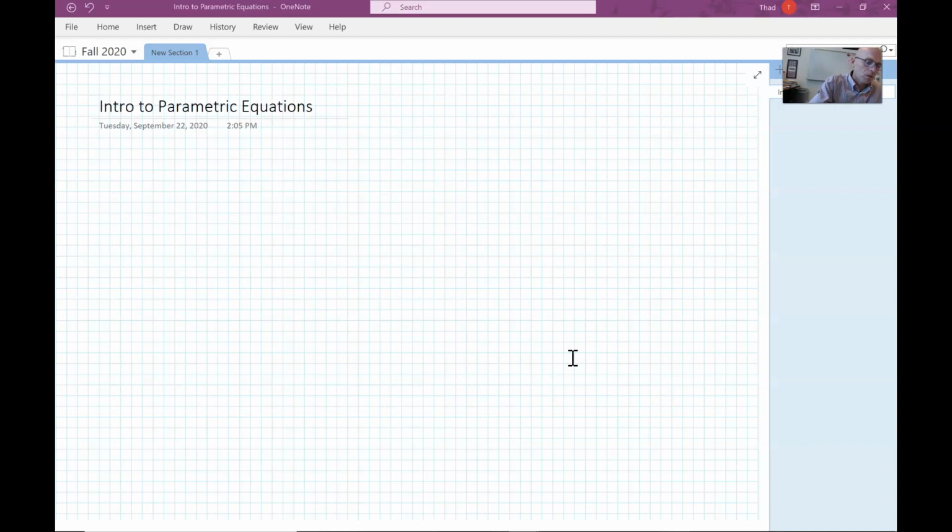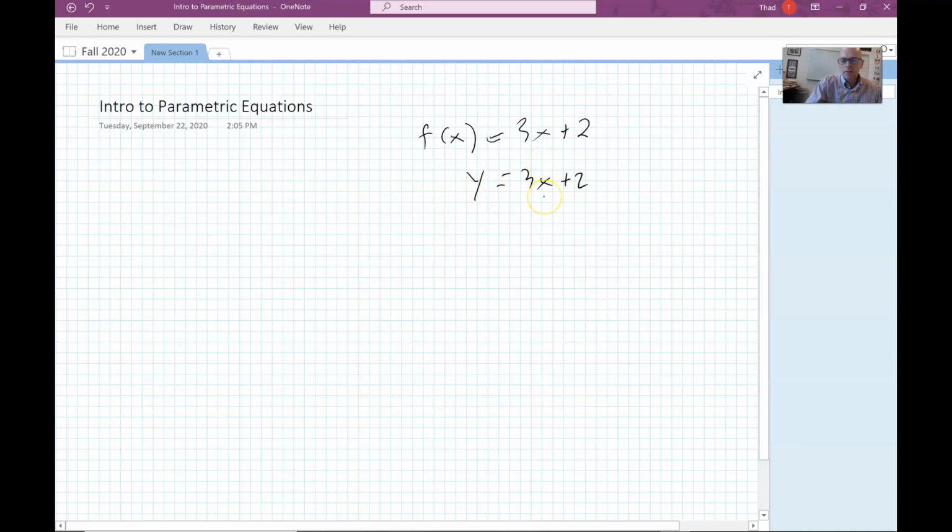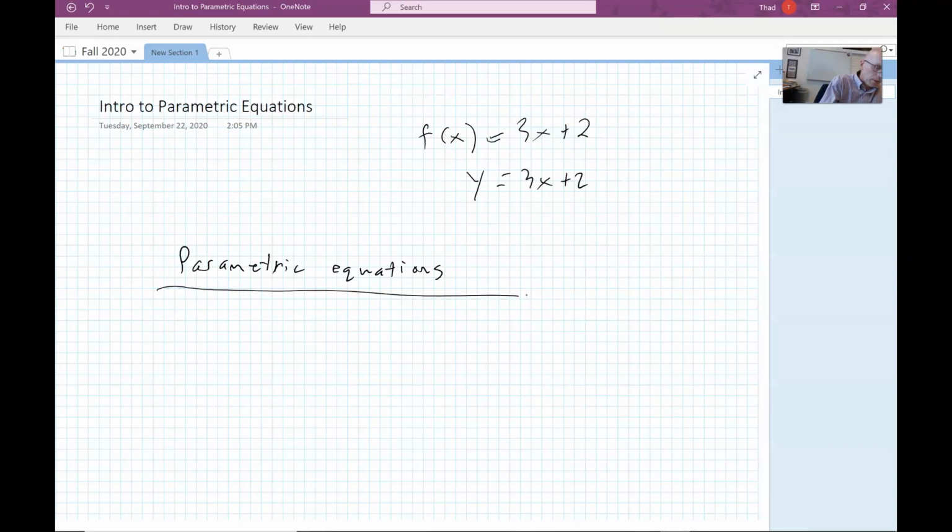Normally in a normal equation, we have something like f of x equals 3x plus 2, which we can also write as y equals 3x plus 2. And so we say that y depends on x, meaning that I can plug in something for x and that will determine what y is. In parametric equations, there are actually two functions, where both x and y are a function of a third variable. For example, we could have x of t equal to 2t and y of t equal to t squared. So these would be the parametric equations.